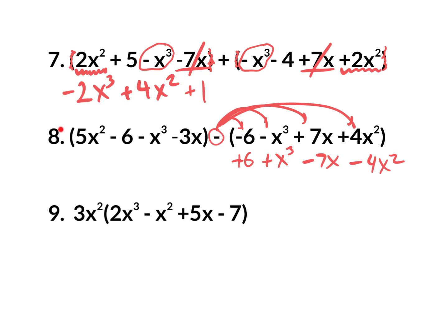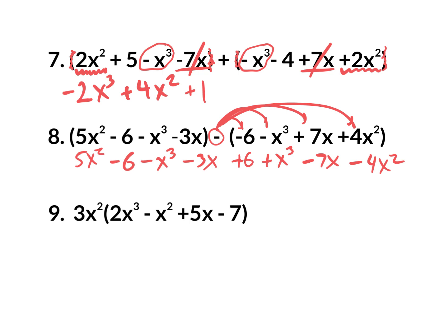Is there anything to distribute out here in the front? No. So you don't have to worry about the parentheses. I mean, technically, you could say, yeah, there's an invisible 1, and 1 times 5x squared is still 5x squared. It's not going to change anything. So just rewrite it without the parentheses. And look at all these terms. 1, 2, 3, 4, 5, 6, 7, 8. We need to combine the terms that are alike.